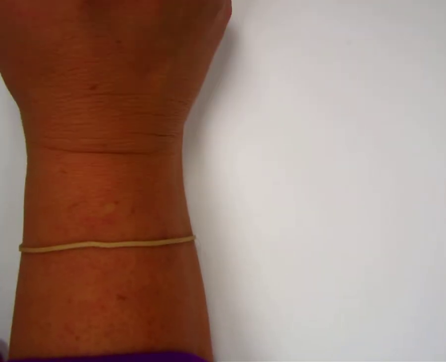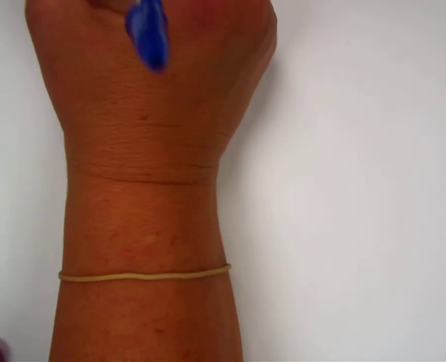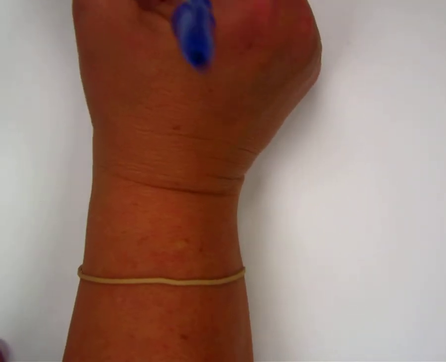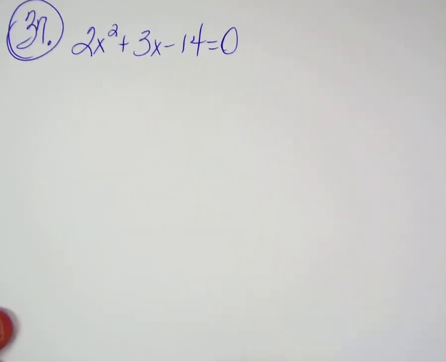Okay, so let's look at number 37. I fixed it. This says solve by factoring. Again, it's a multiple choice test. You can use some other method if you choose. If you look at that one, all the answers are rational, so that it would factor.